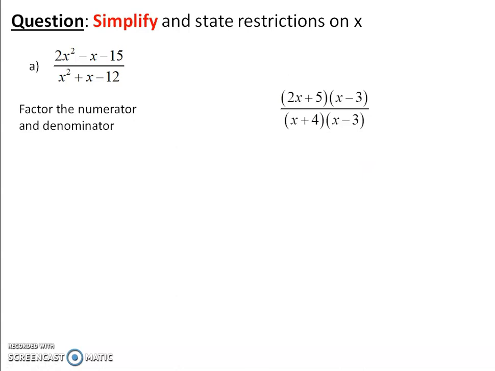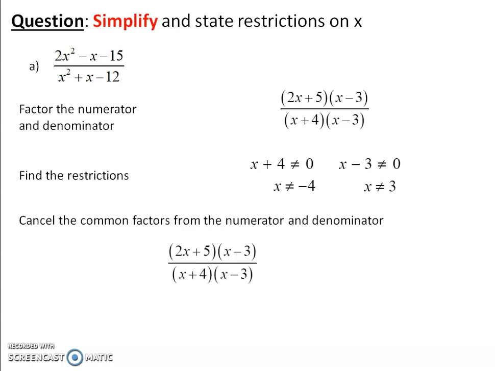The second step that we had was to state restricted values. Those only come from the denominator. The numerator does not contribute in any way to the restricted values. So the restricted values are when I take each individual factor from the denominator, set it not equal to 0, and I isolate the variables. So those are my restricted values here. It's that x can't be 3 and it can't be negative 4.